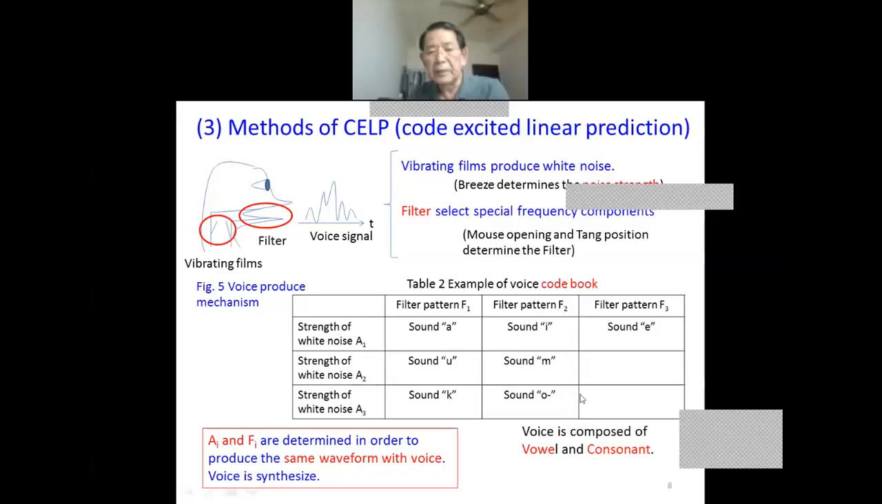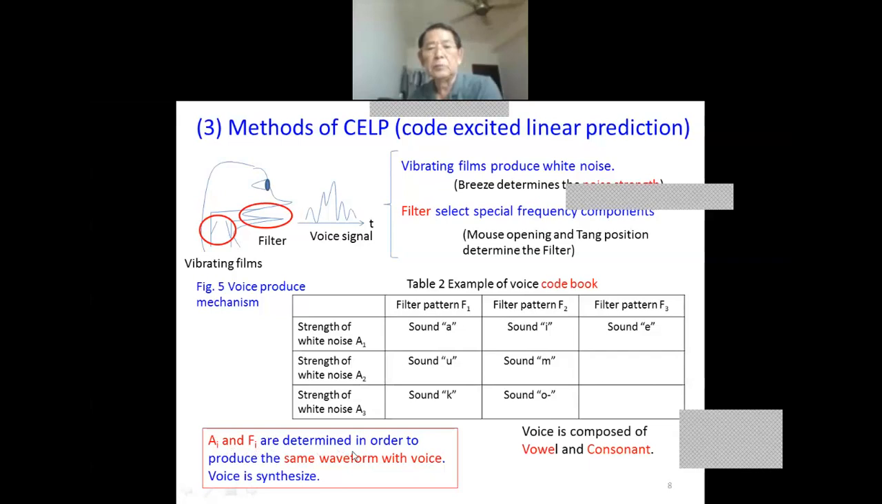The voice is composed of vowels and consonants. The vowels are A, E, I, U, O, and the consonants are M, K, and some others. So by using a combination of these, any voice element can be produced. In this case, the voice itself is not sent. The combination of AI and FI is transmitted in order to produce the same waveform as the voice.